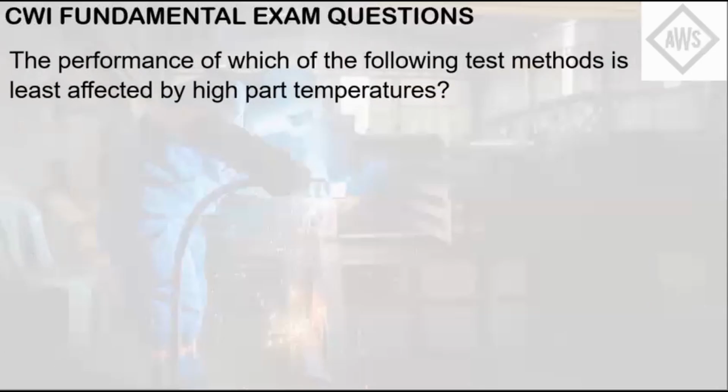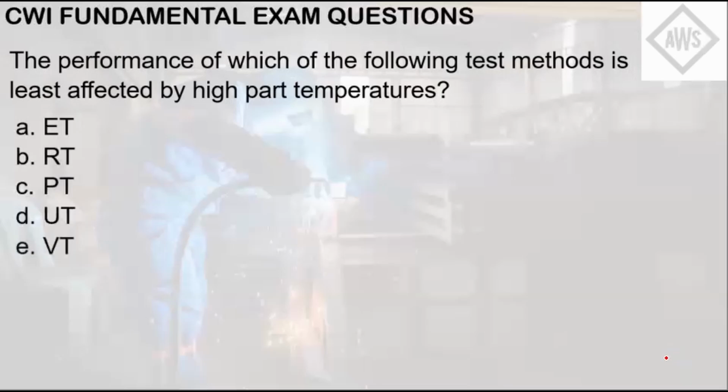The performance of which of the following test methods is least affected by high part temperature? So this question pertains to what testing method is least affected by high part temperature. So basically, after the weld, you can expect that the base metal and the weld metal are subjected to a high temperature. So what testing method is least affected by it? Letter A, ET, letter B, RT, letter C, PT, letter D, UT, letter E, VT.